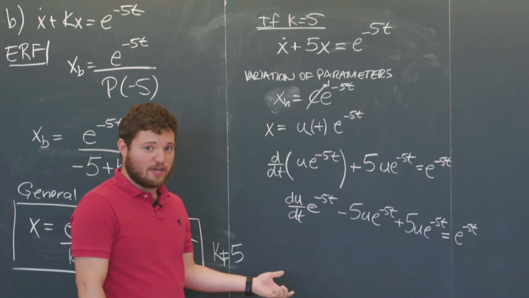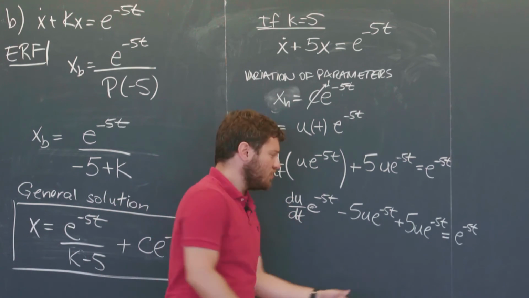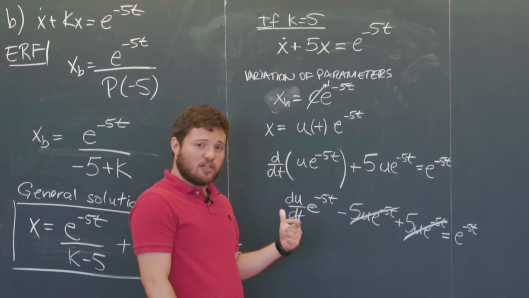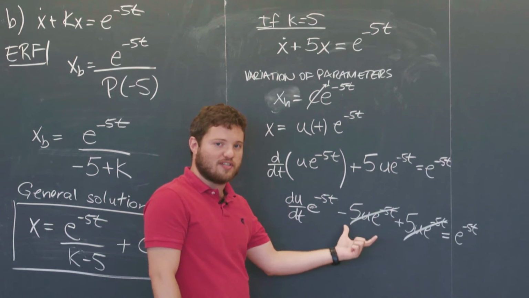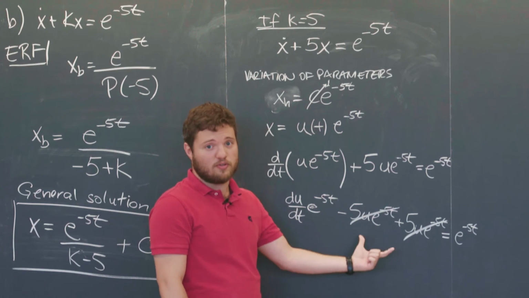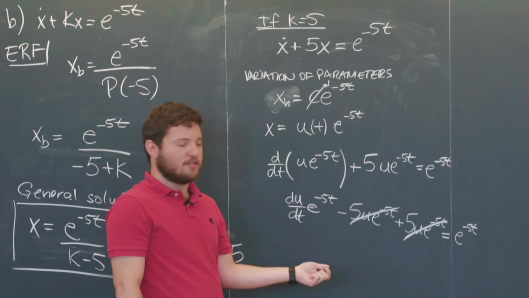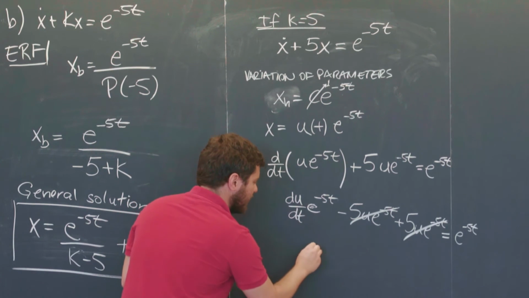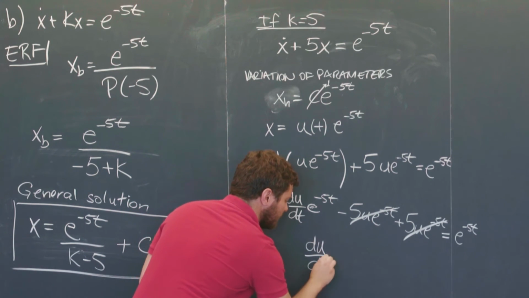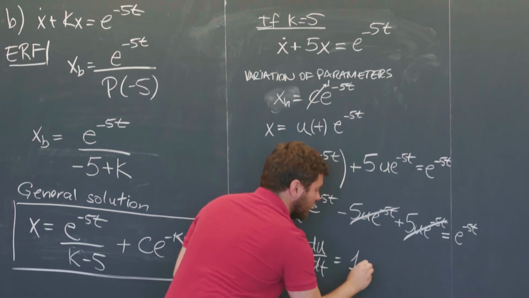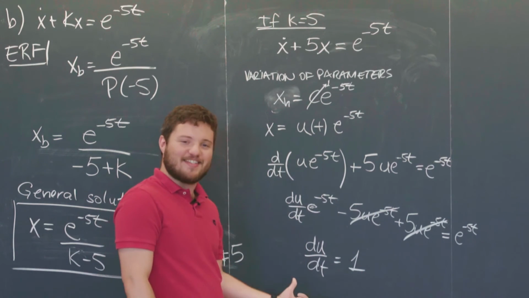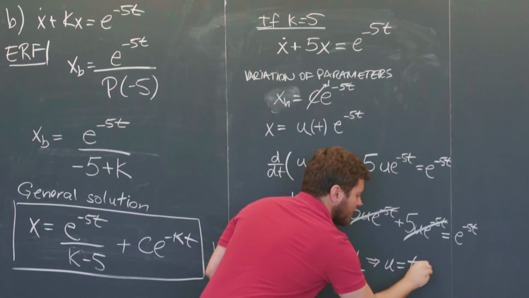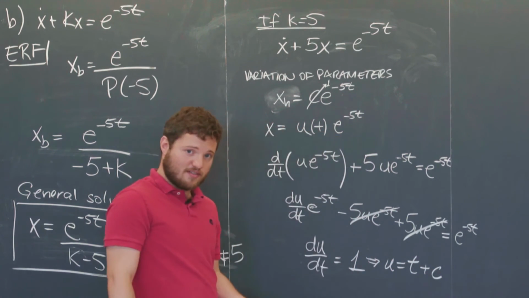As it always happens in the method of variation of parameters, these two terms cancel out, because the product rule makes sure that the homogeneous part of the equation is guaranteed. So this cancellation is normal in the method of variation of parameters. Now, if we multiply both sides by e to the 5t, we get that du/dt is equal to 1. And this is a quite easy differential equation. We just get that u is equal to t plus a constant c.